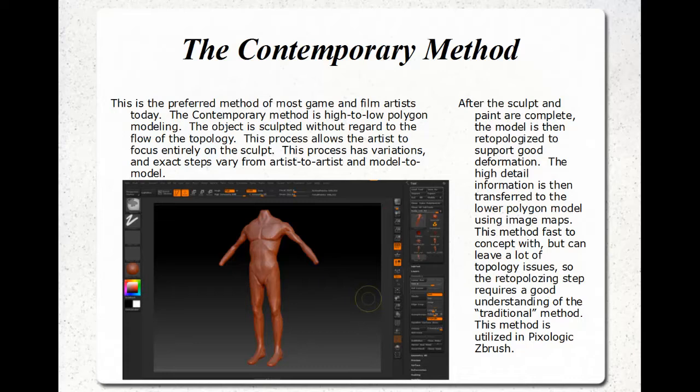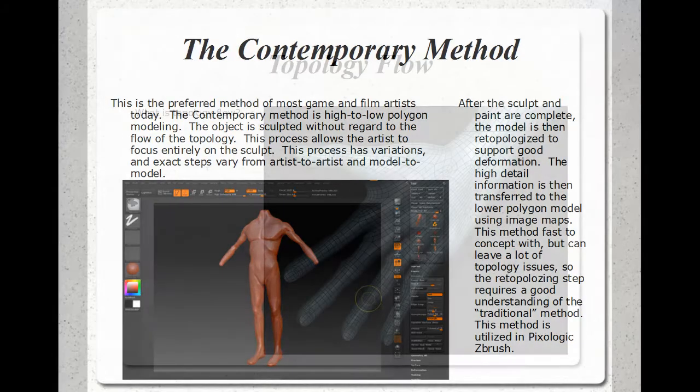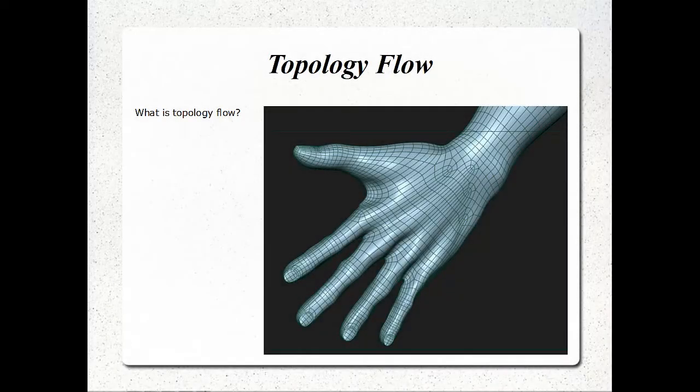And he sketched out the character in ZBrush first, without even thinking about how the character will deform. And more about flow of topology and deformation soon. So I mentioned topology flow and the definitions of both the traditional method and the contemporary method. So let's talk about what that is.